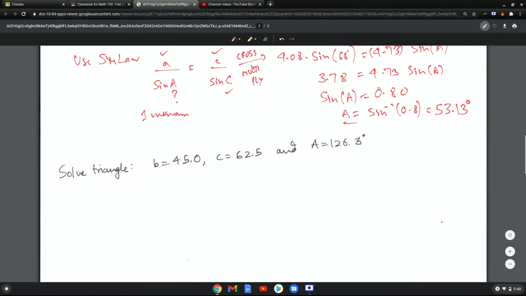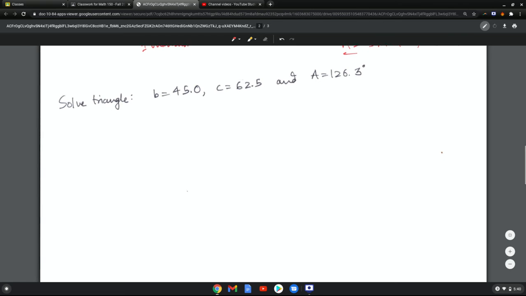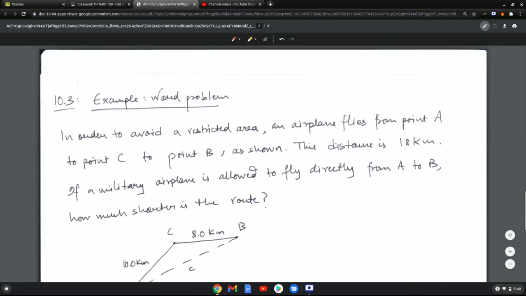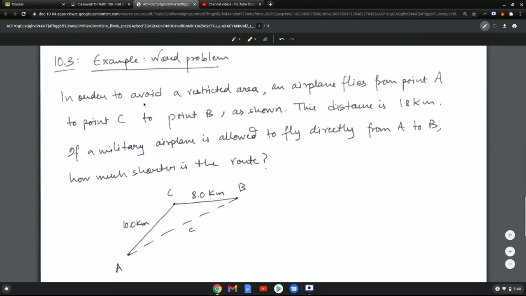I'm going to let you work on this one in a similar fashion, and I'm going to skip over to the word problem. Say, in order to avoid a restricted area, an airplane flies from point A to point C to point B. The distance is 18 and it's divided as 10 and 8 as given.